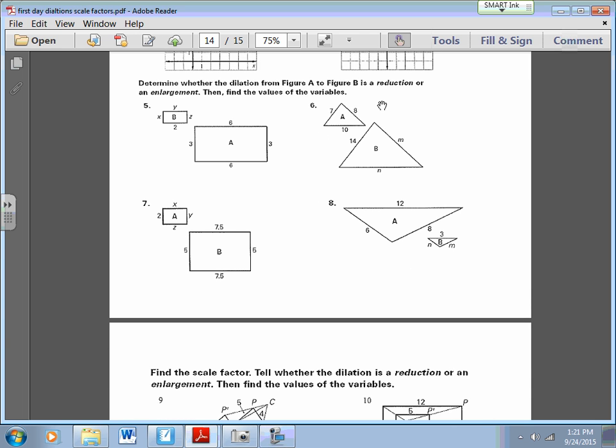Did we get to numbers 5, 6, 7, or 8 at all? Did we do any of them? No? Okay. Let's do number 5. All right, so do me a favor. First, just go ahead and let me show you some stuff first. And then you guys can kind of write some stuff down. Yeah? Okay.